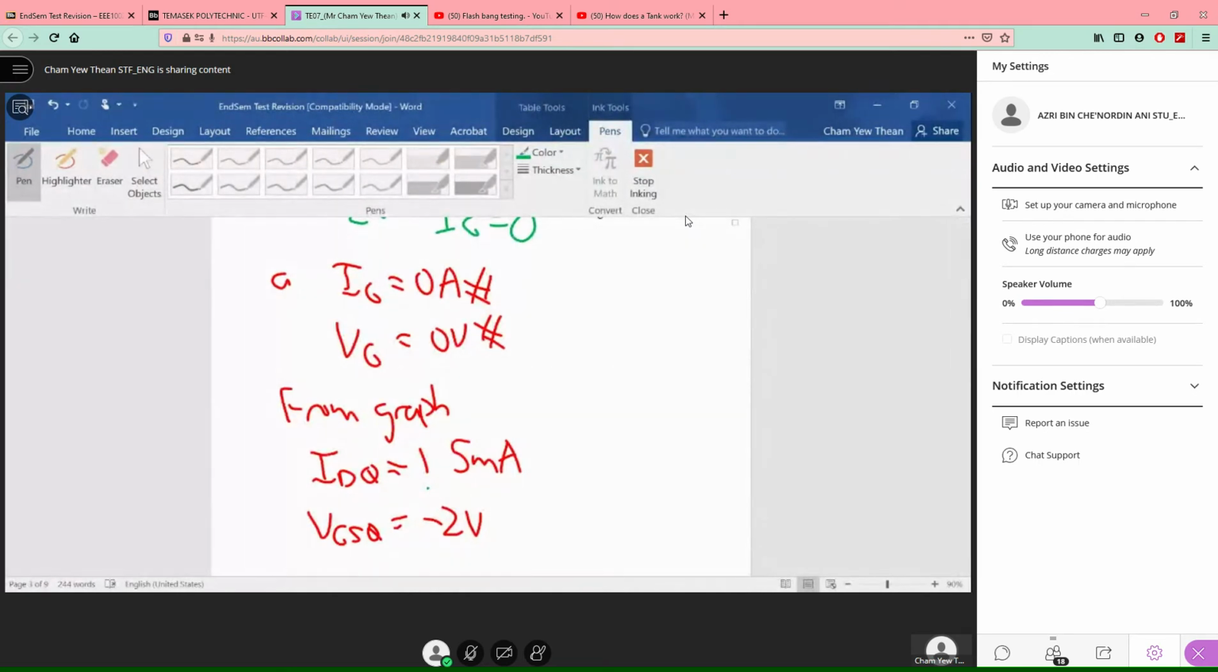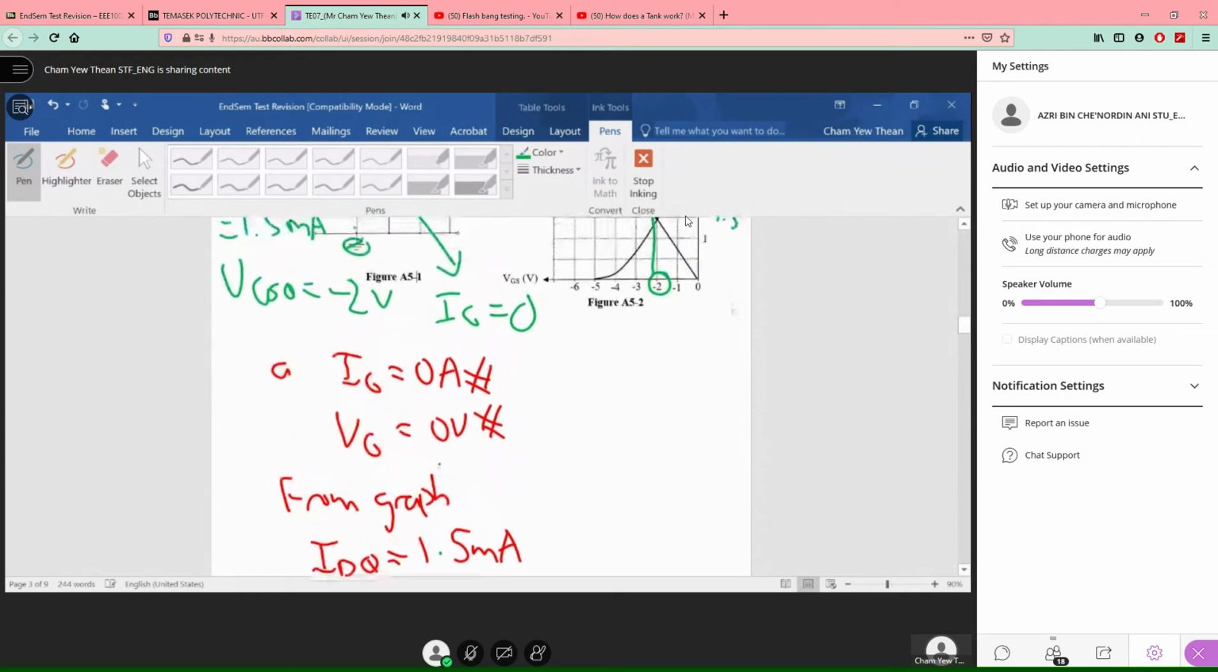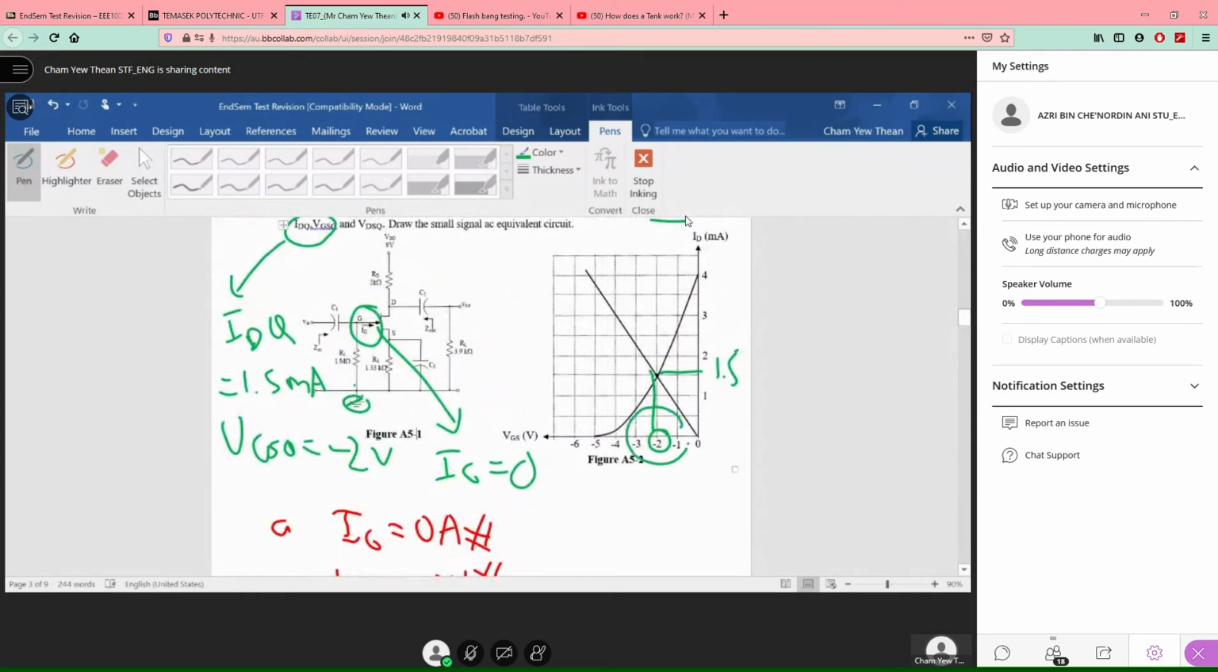Okay. If you need, you take that down. From the graph, you can read that your IDQ is 1.5, and your VGSQ is minus 2 volt, from the intersection between the curve as well as the load line. So that's what you have. Now, what about VDSQ? How to do VDSQ?